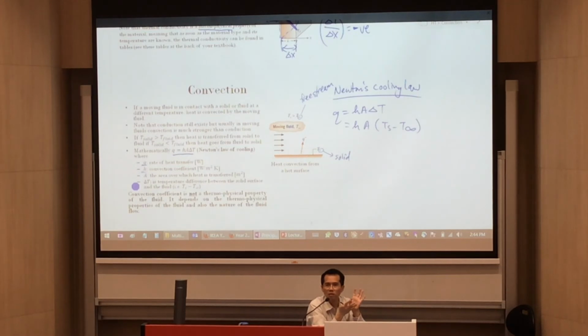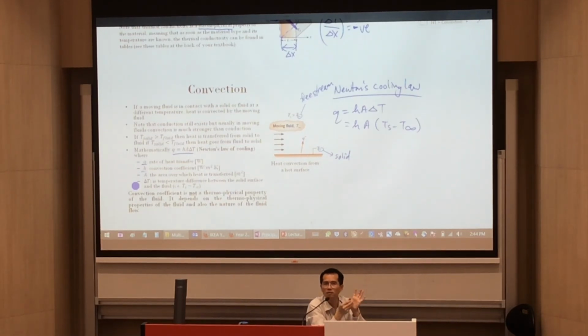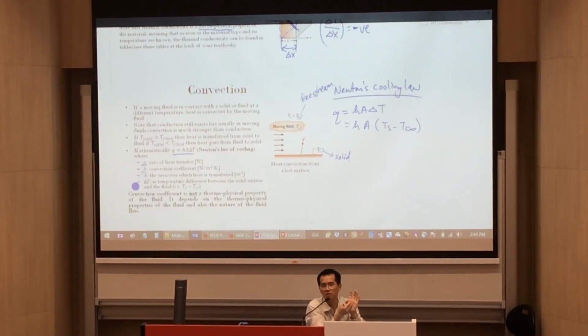Your lab is going to come in week 8. It will be all about conducting an experiment to find out the typical H value of that setup. So we'll be seeing how to do this experimentally.